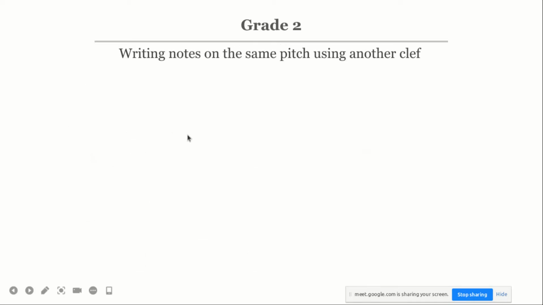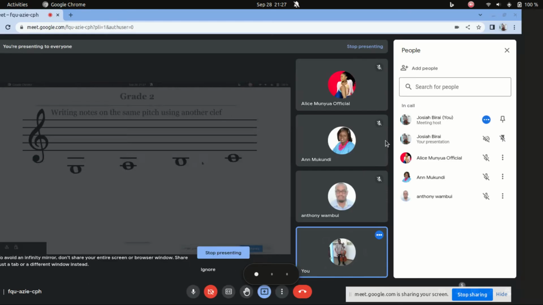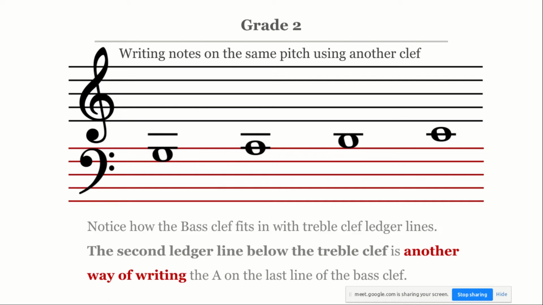So we're going to look at writing notes on the same pitch using another clef. And this is what I mean. Look at these notes here. And I want to be talking to Anne Mokundi. Kindly unmute. Yes, I'm here. So you remember we said this is G, this is A, B, C. Is that right? Yes. So I want you to look at this carefully. What do you notice? Well, the same notes on a different clef. Exactly. This is how they are related.